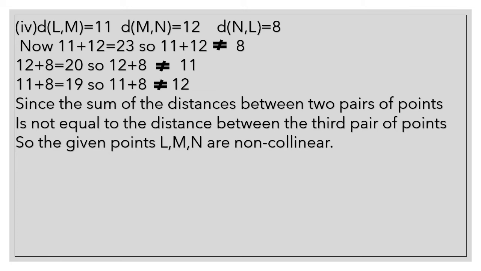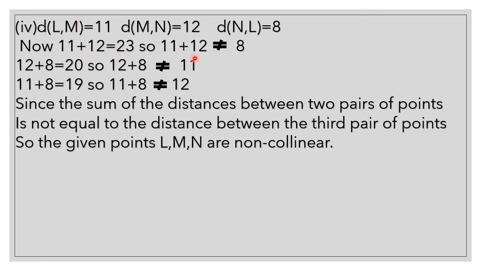Now we will see example number 4. Here the distance between the points LM is given as 11. The distance between the points MN is given as 12. And the distance between the points N and L is given as 8. Now we will add any two distances and see whether it is equal to the given third distance. So first we will consider these two distances. The distance between the points LM is 11, so we will add 11 plus 12.